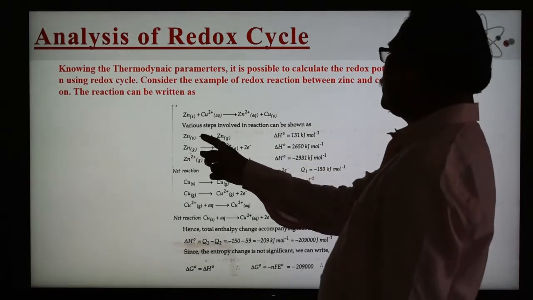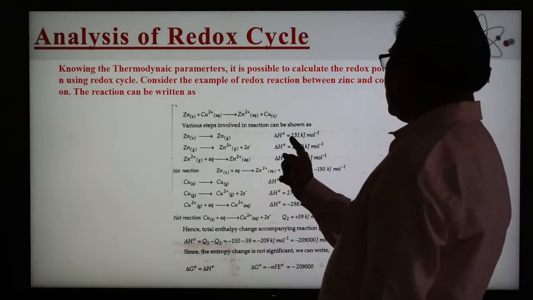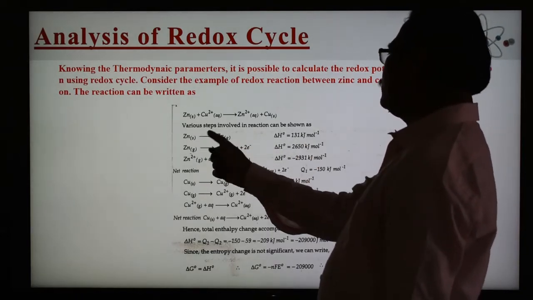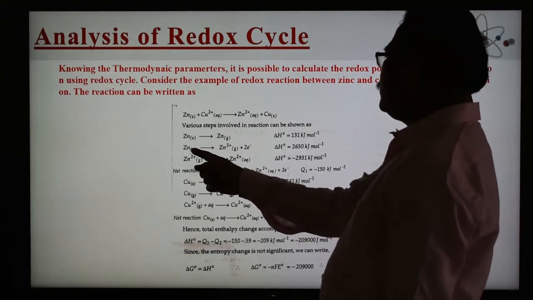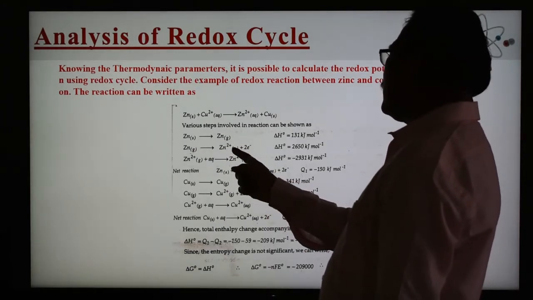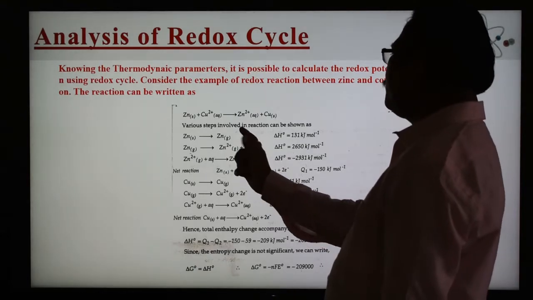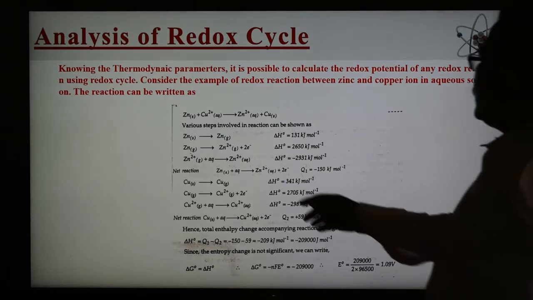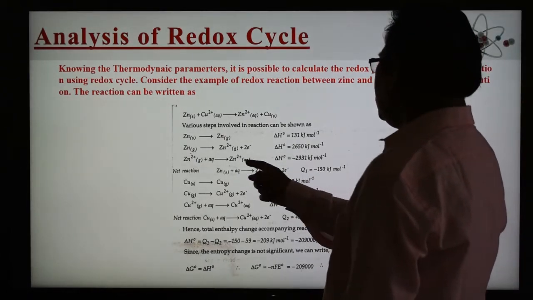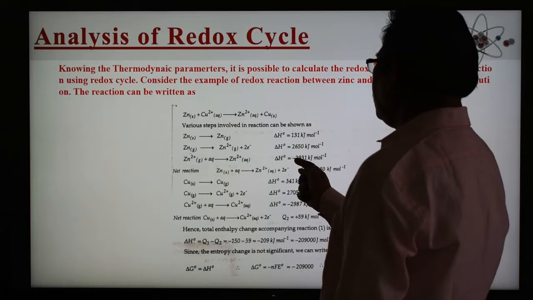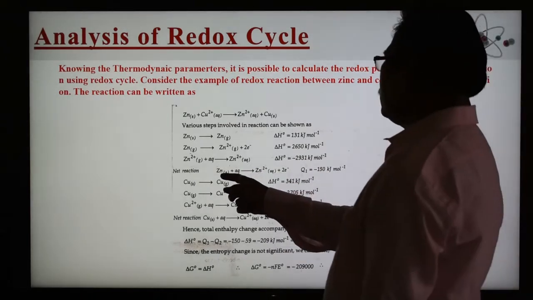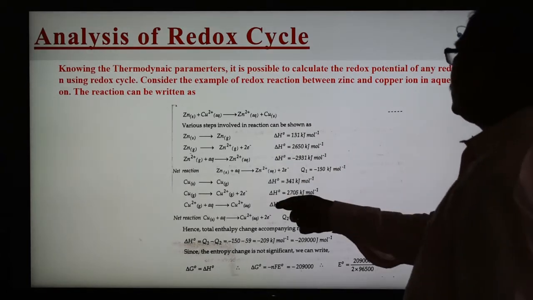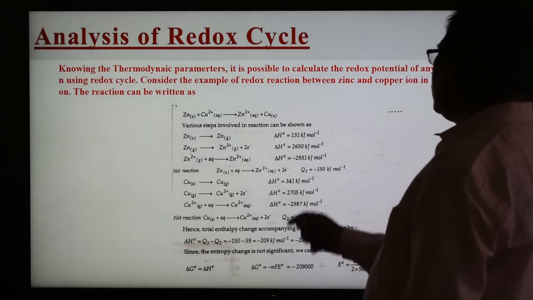Zinc is first converted to gaseous zinc, and the energy change is shown here, positive, since energy is required to convert solid to gas, the sublimation energy. Gaseous zinc is converted to gaseous zinc ion by loss of 2 electrons. This gaseous zinc ion then undergoes aquation, forming aquated zinc 2 plus ion. Energy is released during this step, therefore it is negative. The net reaction is zinc forming aqueous zinc 2 plus, and the net energy here is Q1.